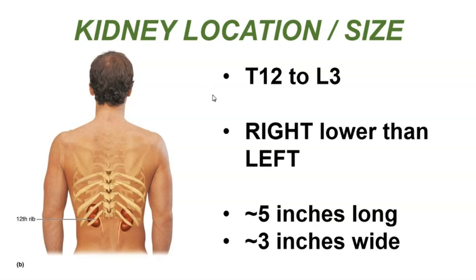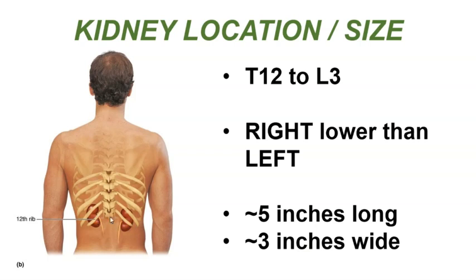column regions. The right kidney is a little bit lower than the left kidney anatomically, simply because of the position of the liver on the right side of the body. A good bulk of the liver takes up the right side of the body here, and so that displaces the right kidney, making its position a little bit lower than the left kidney.